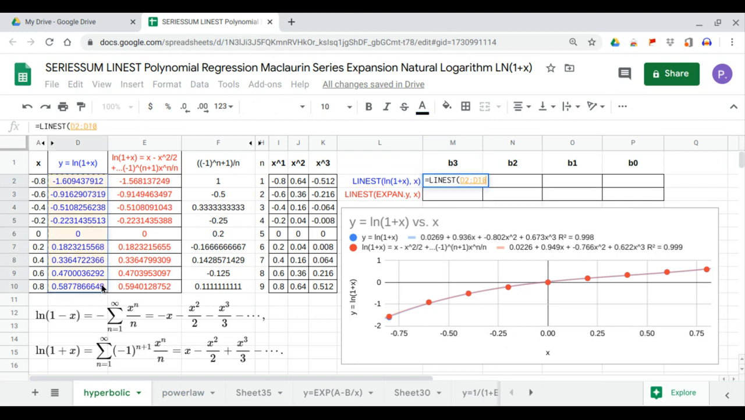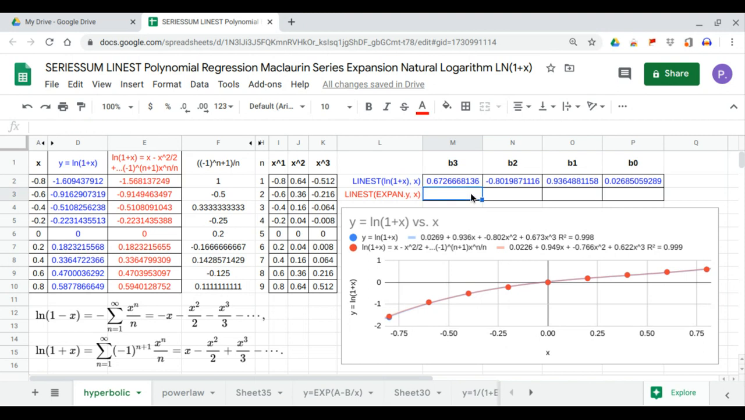We use the LINEST function of data y, starting with the blue one, the original, and data x. Our B0 is 0.02685, rounded off 0.0269. B1 is 0.936488, rounded off as 0.936. Our B2 is negative 0.80198, rounded off as negative 0.802. And our B3 is 0.672666, rounded off as 0.673.